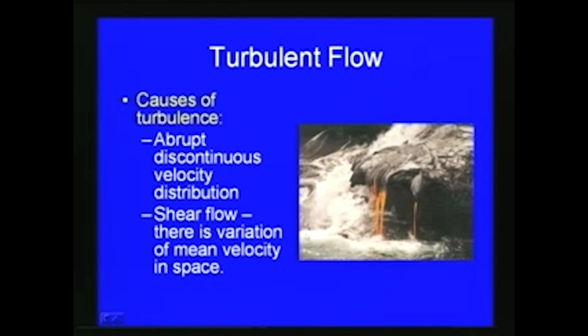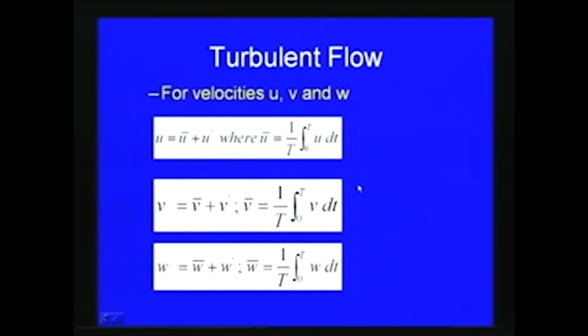And then another important cause of turbulence is shear flow. Here you can see there is variation of mean velocity in space, and then shear flow takes place, and that can be another cause. So, these are two important causes of turbulence, and earlier we have seen 5 factors that affect transition, and these are two important causes of turbulence.